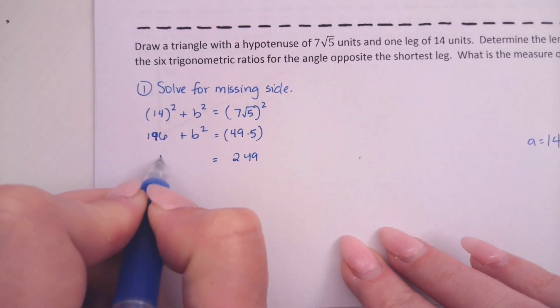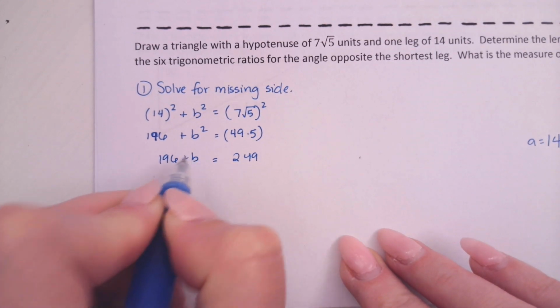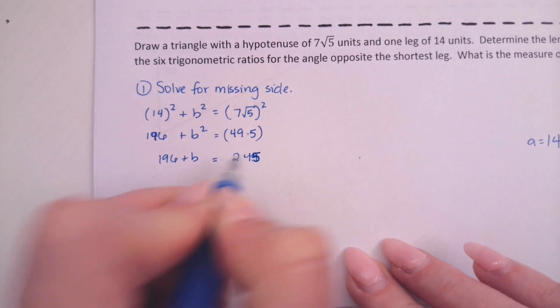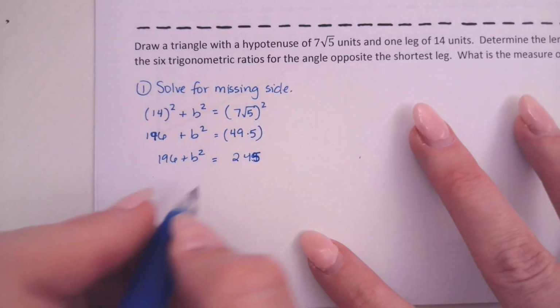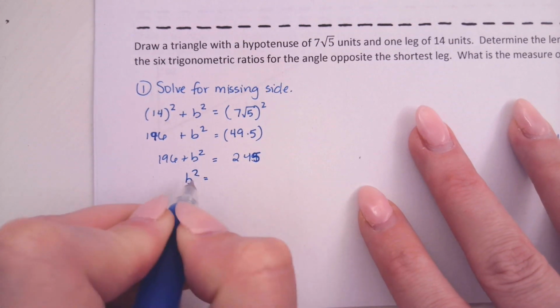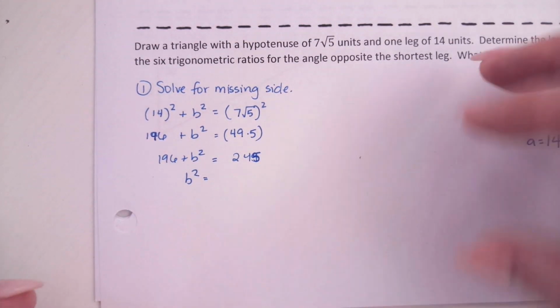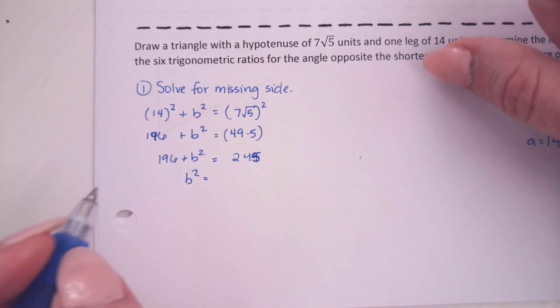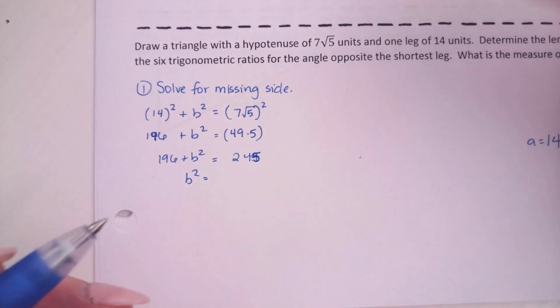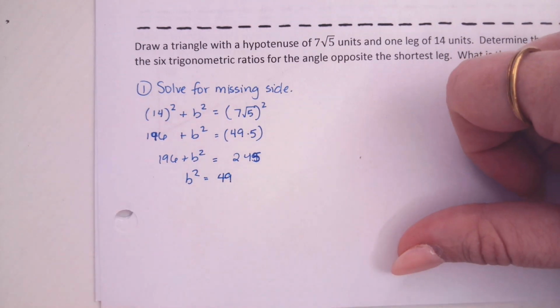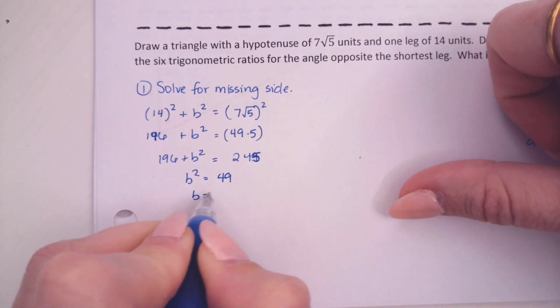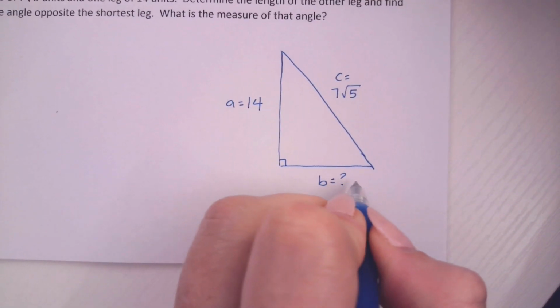Here's where we are. We got 196 plus b squared equals 245. What's my last step? Subtract 196 on both sides. That gives me b squared equals 49. If b squared is 49, that means b is 7. Good job, Paul. All right, so we know our missing side now is a 7.